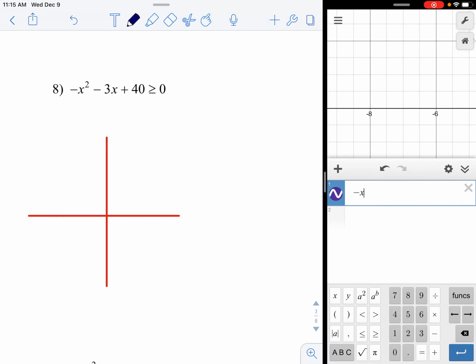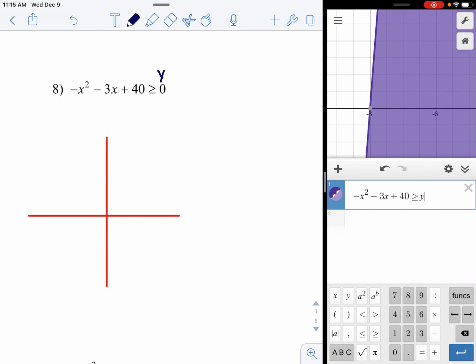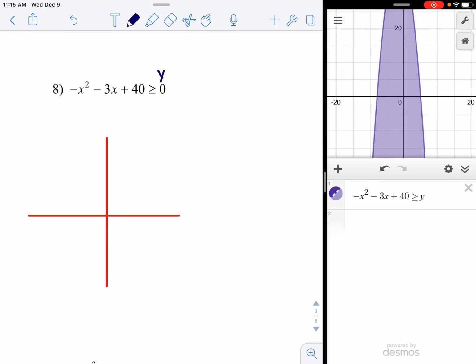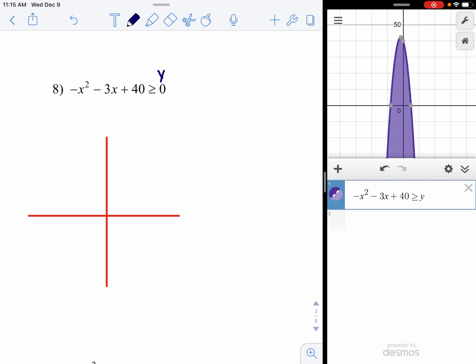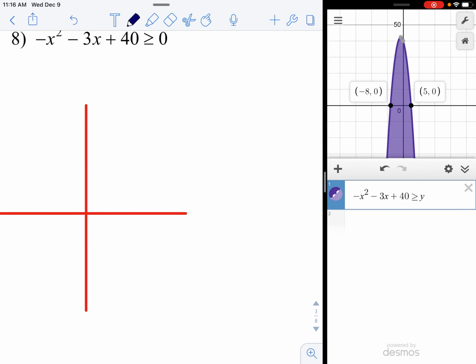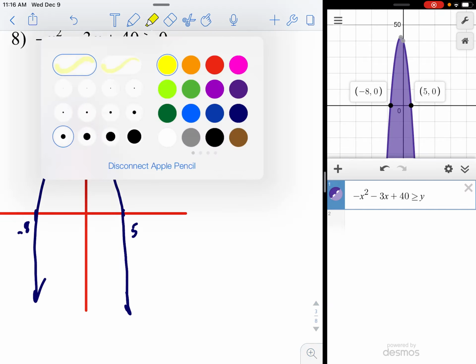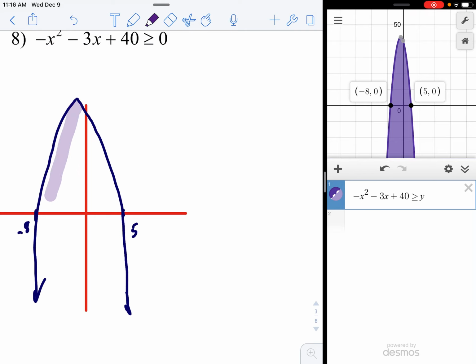Okay, number 8. So we've got negative x squared minus 3x plus 40 greater than or equal to y. Again, make sure that on Desmos you are using a y, not a 0. Hit the home button. Actually, wow, that's quite a crazy parabola. Well, it's not all that important how tall it goes because we're just looking at the x-axis. So if we call that -8, we call this +5, and just, hey, the parabola goes way up high, we'll just pretend that's way up high. And then it's shaded right in the middle there, like this.